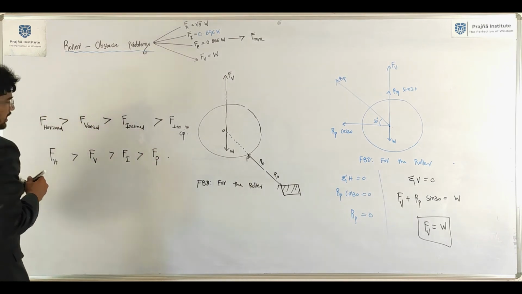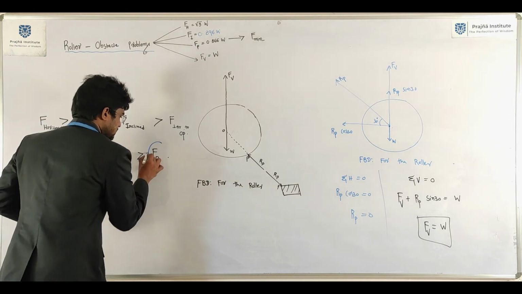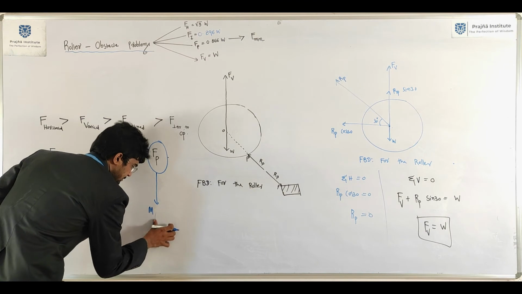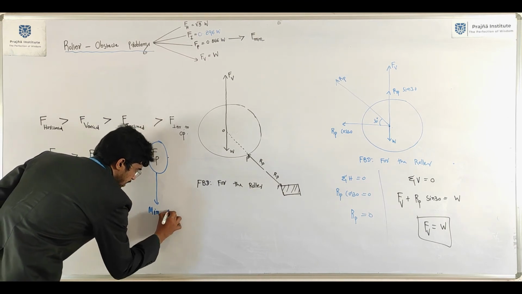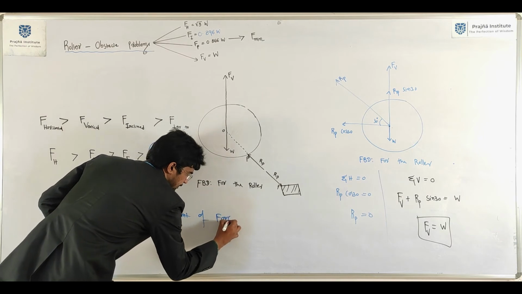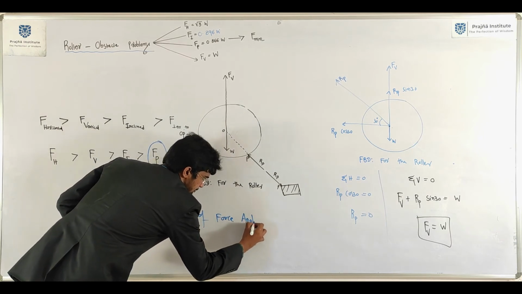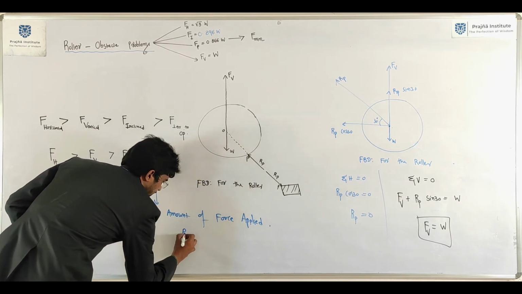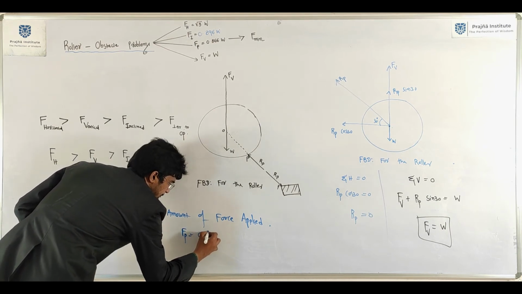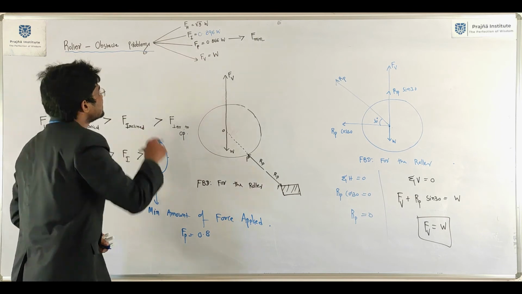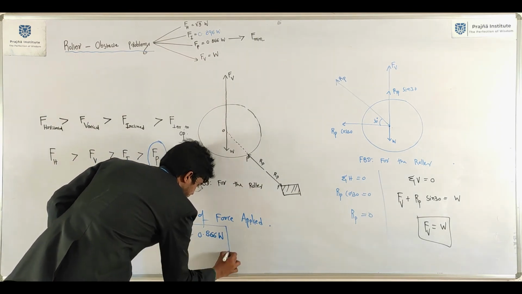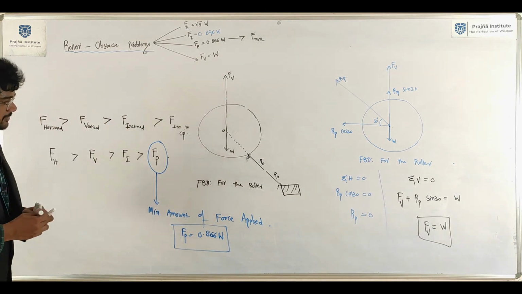Okay. Finally, which one is the minimum amount of force applied? FP, 0.866. That is the thing.